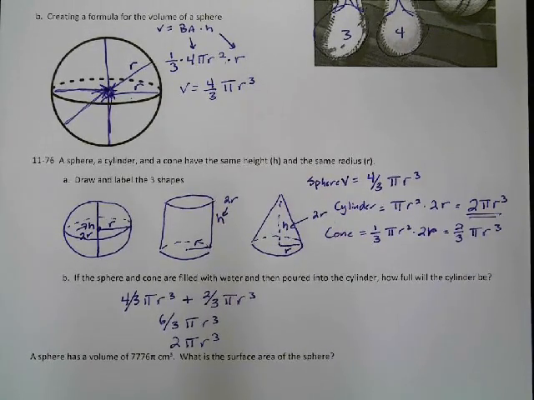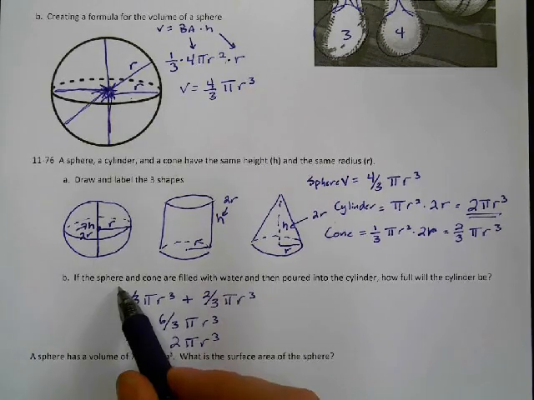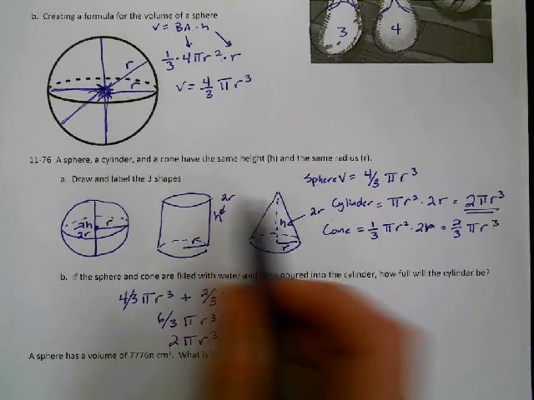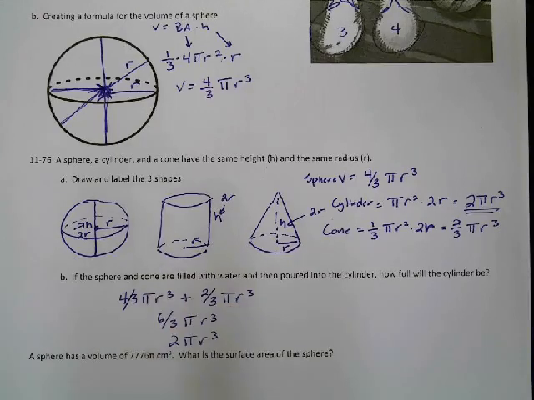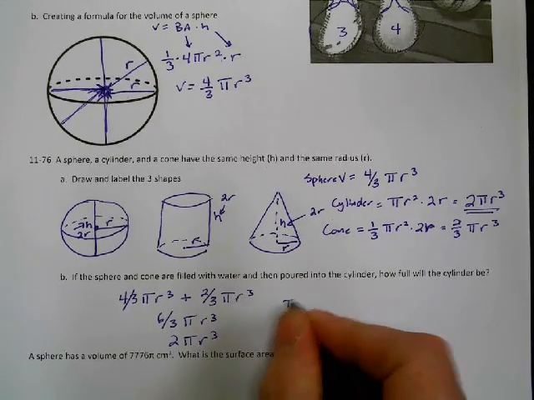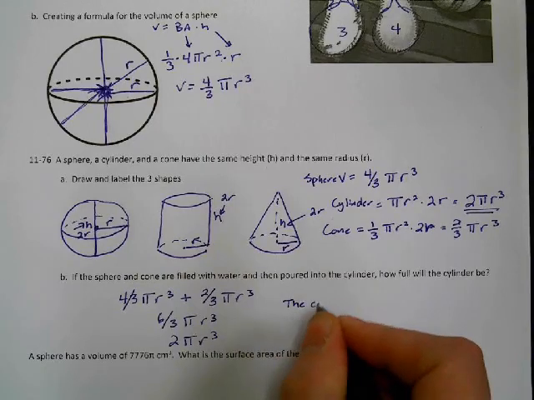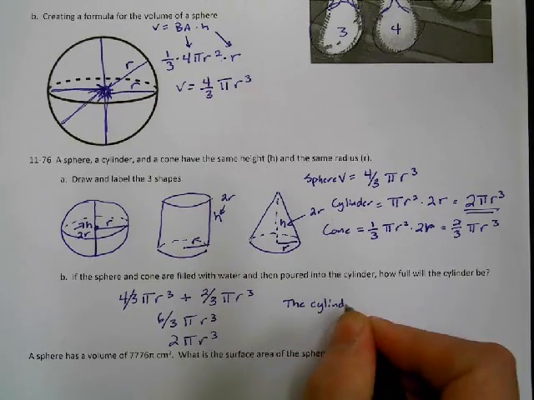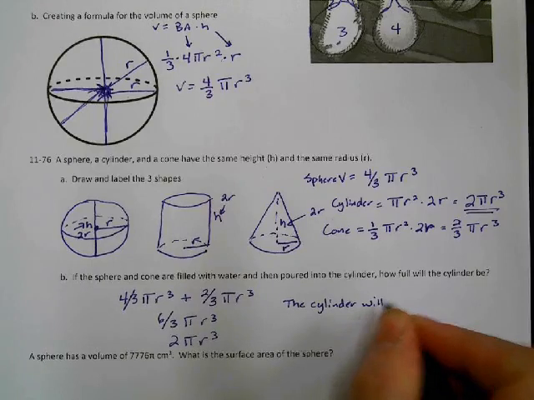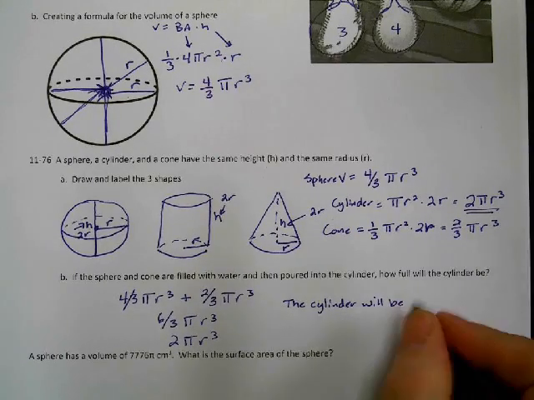So if you take a sphere and a cone, fill them with water, and pour them into the cylinder, it's going to completely fill up the cylinder, exactly to the top. So the cylinder will be 100% full.